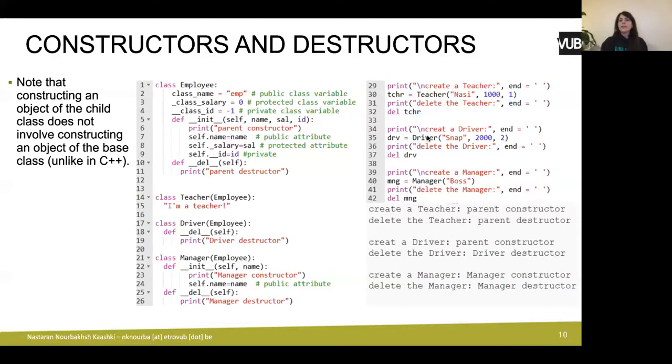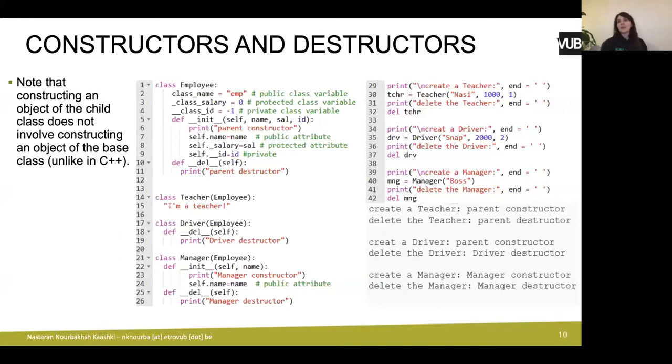So here I'm creating an object from driver, and when it is getting created, the constructor of the parent will be called because it's not overriding the constructor. It doesn't have its own constructor, but the destructor, when I call delete on the reference, the destructor of itself will be called, the destructor of driver. But for manager, when I create and delete an object from manager, the constructor and destructor of the manager will be called.